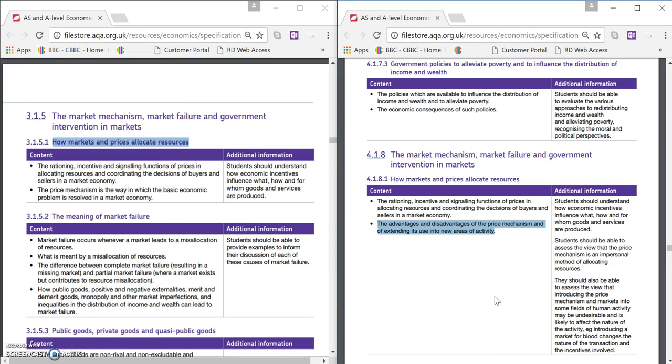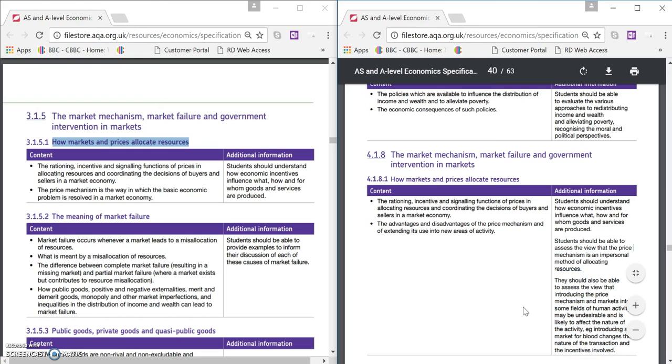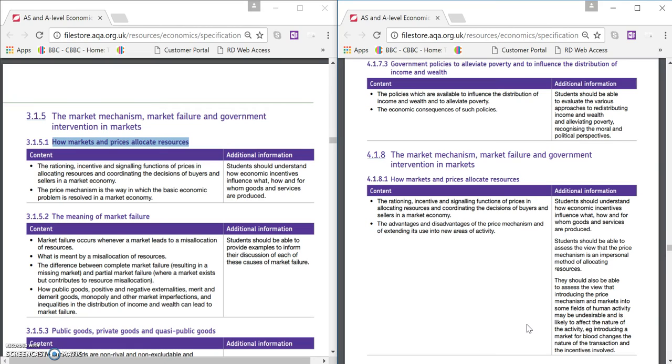So basically asking, is it always appropriate for markets to decide how resources are allocated? And there is a little bit more text in the additional information here as well, and as if to help you understand what it means by the appropriateness, there is a nice little example here. So, introducing a market for blood changes the nature of the transaction and the incentives involved. Should we introduce a market for blood? Obviously, there's pros and cons to that. So that's the key difference. So I'll be covering that in one of the later videos going through the content.